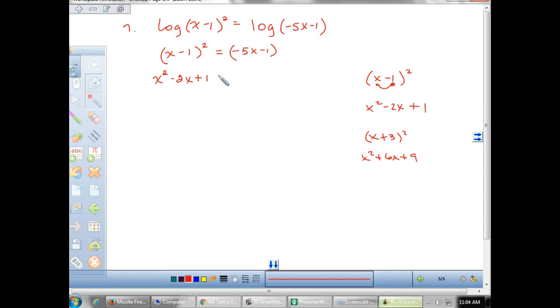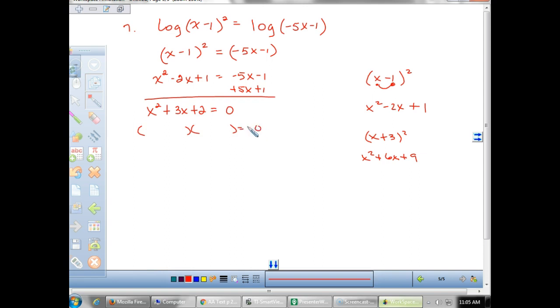So that's our left-hand side, and our right-hand side is negative 5x minus 1. And when you're solving a quadratic, you have to do what? Move everything to one side. So I'm going to add the 5x, add the 1. So I'm going to end up with x squared, and then I'm going to have 3x, and then I'm going to have plus 2 equals 0. Does this factor?